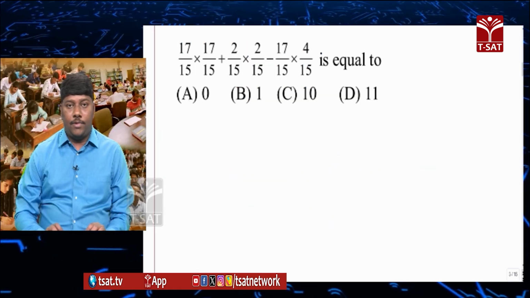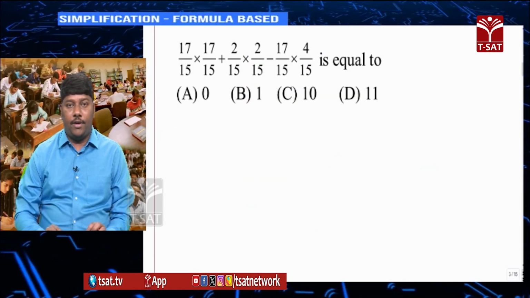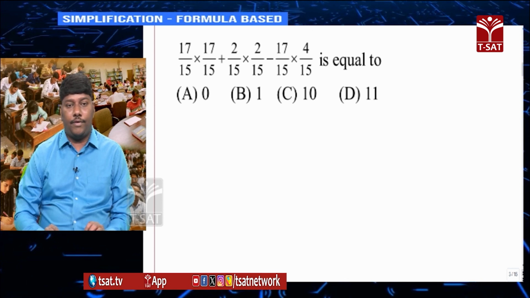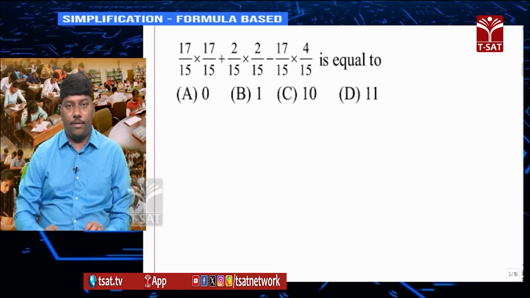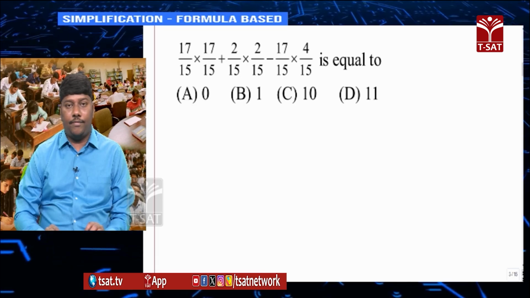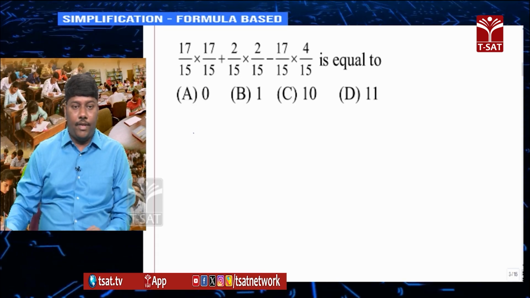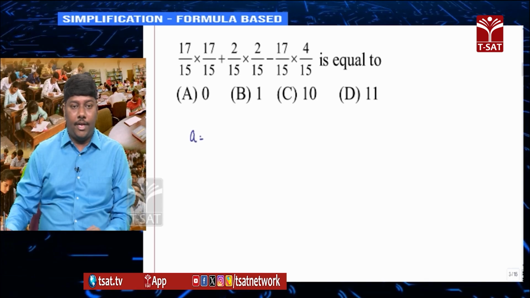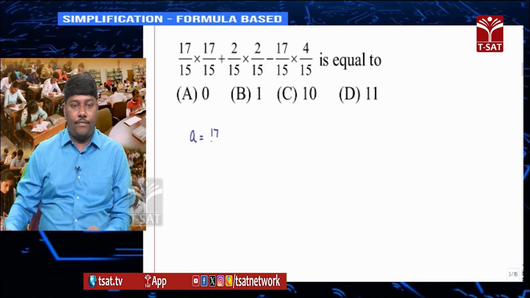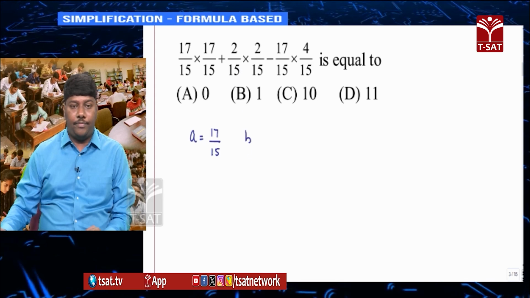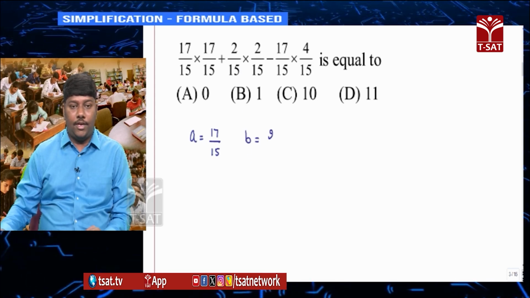Now look at this sum. This is directly based on (a plus b) or (a minus b) whole square. Now see here, 17 by 15 into 17 by 15. So it is actually (17 by 15) whole square. Let your a be 17 by 15. Now look at 2 by 15, that's your b. 2 by 15, let it be b.